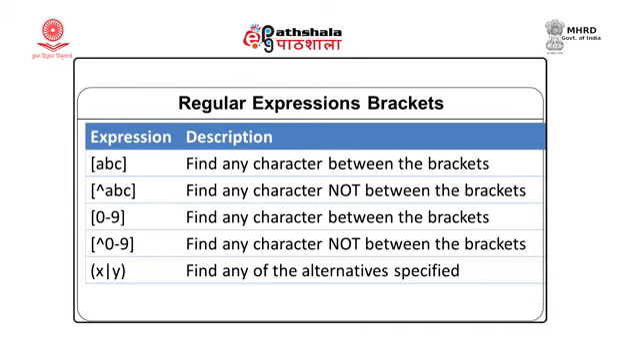Now, how to write down a regular expression? You can use brackets to write a regular expression, and the description of each expression is given. For example, if I write ABC in brackets, it only allows ABC. If I write a negation and ABC, it does not allow ABC. Similarly, the third is used to represent any character between 0 to 9, and the fourth represents any character which is not 0 to 9. The last represents alternatives, either x or y.